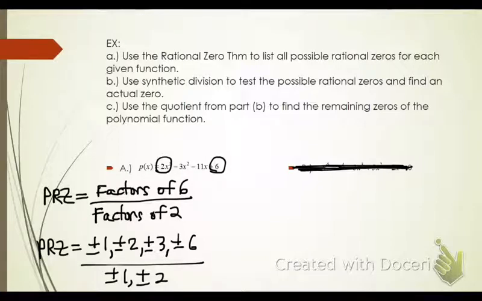You can't leave your possible rational zeros list like that. You have to write them out by taking any numerator on top and dividing it by what you have on the bottom.